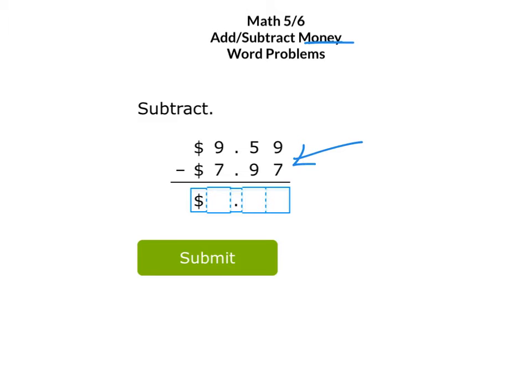So you do 9 minus 7, which would be 2. Is the blue good? I'm going to use red. 5 minus 9, you cannot do without borrowing, so we borrow from the 9, you make it an 8. This becomes a 15. 15 minus 9 would be 6. And then 8 minus 7 is 1. So in this case, the subtraction left you with $1.72, and then you would click submit. Okay, let's do another one.